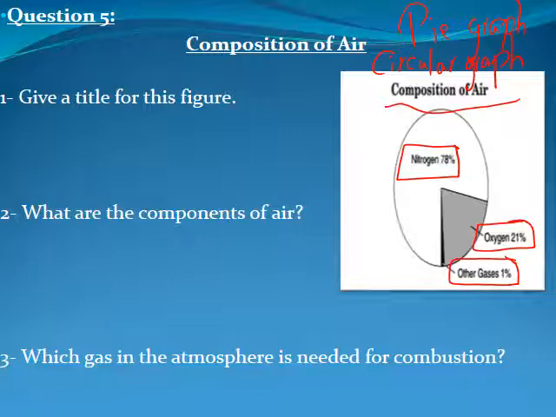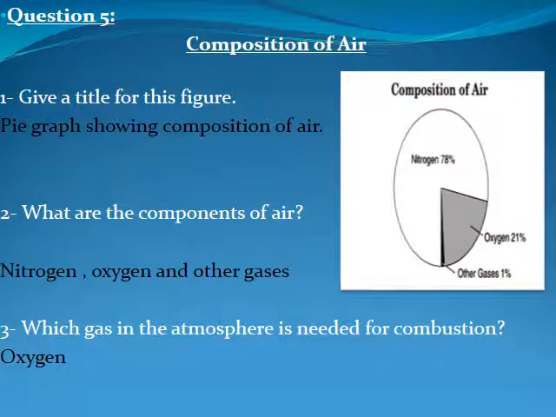So give a title for this figure. You can simply say pie graph showing the composition of air, or you can say circular graph showing the composition of air. What are the components of air? Mainly they are nitrogen, oxygen, and other gases. Which gas in the atmosphere is needed for combustion? To burn something, this gas is called oxygen gas.